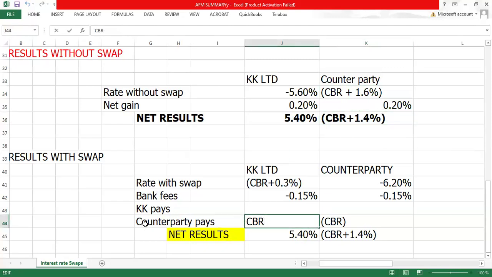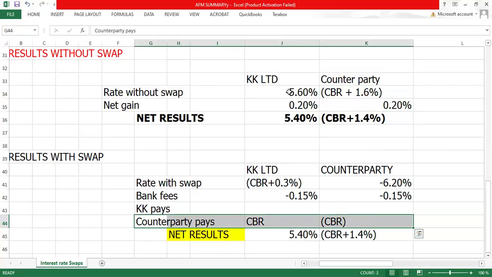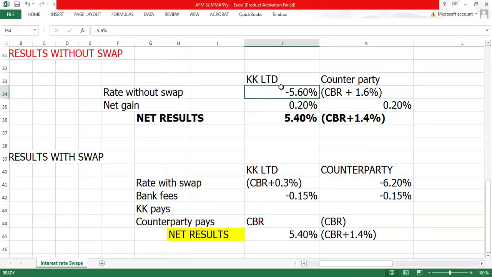Okay, we are done with this now. If we realize that in the arrangement without swap we started with CBR here, then it would be KK Limited paying CBR and the counterparty receiving that CBR.